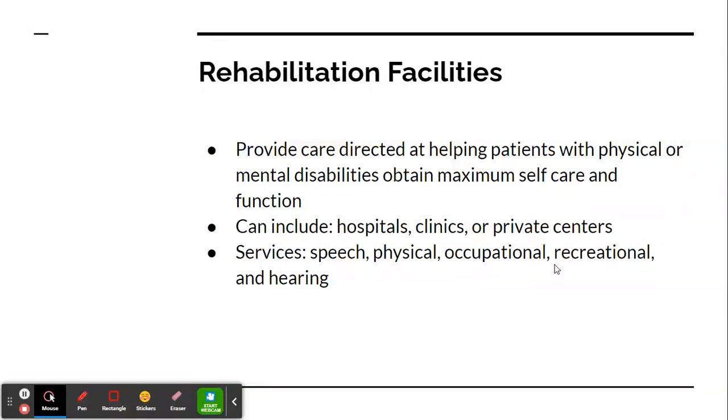Rehab facilities, just like we talked about a little earlier, are going to help provide care for patients with any sort of physical or mental disability and help them get to a level where they're providing their maximum self-care. So whether that's speech or occupational or hearing rehab, for instance, if someone has a stroke and they want to try to get back to a place where they're walking on their own or feeding themselves, a rehab facility would help get them to a place where they're doing the best of their ability and ability to function.